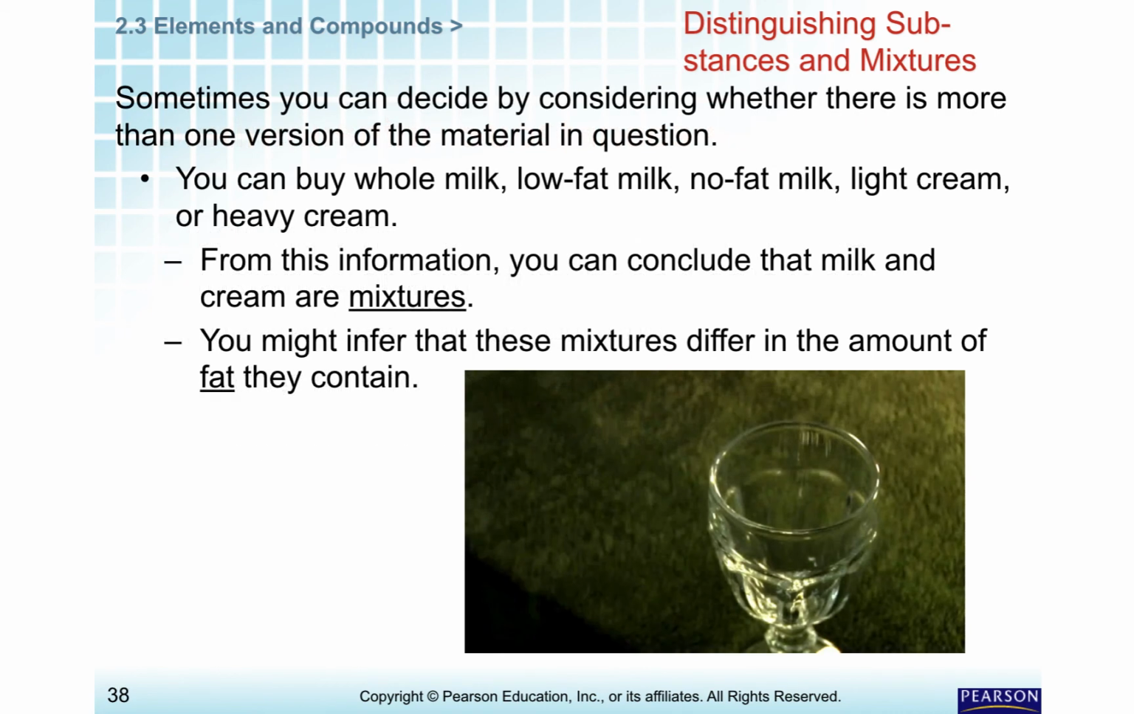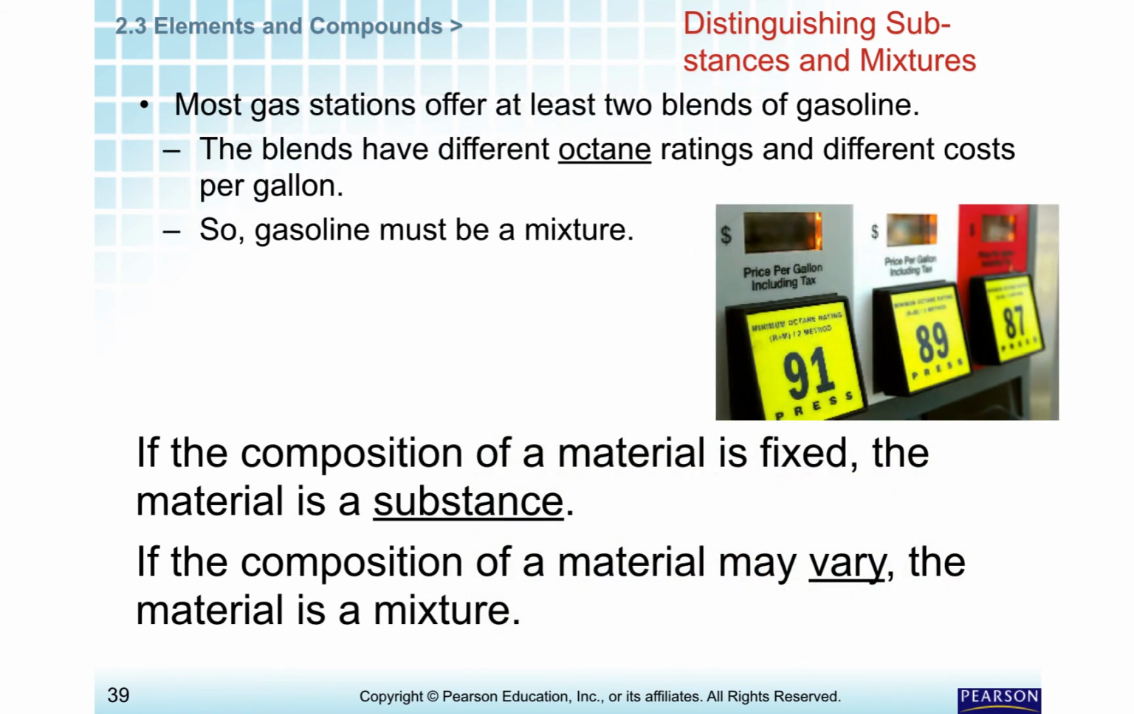Sometimes you can decide by considering whether there is more than one version of the material. You can buy whole milk, low-fat milk, no-fat milk, light cream, or heavy cream. From this information, you can conclude that milk and cream are mixtures. You might infer that these mixtures differ in the amount of fat that they contain, and that would be correct. Most gas stations offer at least 2 blends of gasoline. The blends have different octane ratings, 91, 89, 87, and different cost per gallon. So gasoline must be a mixture.